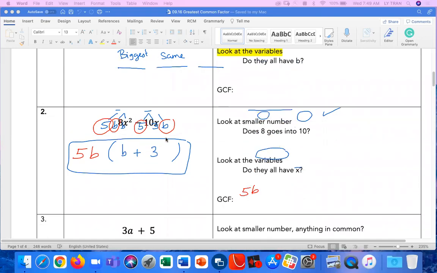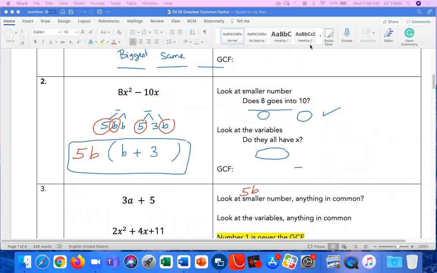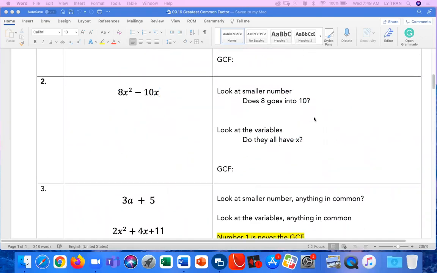We're going to move on and try, we're going to move fast, and we're going to try this one here. Likewise, we always start by looking at the numbers, to see what they have in common, 8 and 10. Does 8 go into 10? Not really, but part of 8 goes into it. So I'm going to break it down to 2. 2 and 4 go to 8. And then 2 and 5 go to 10.